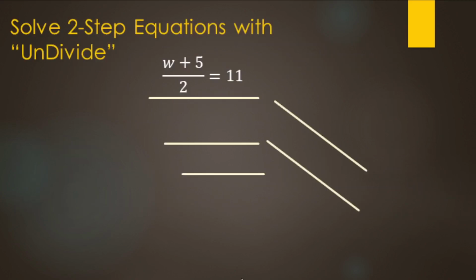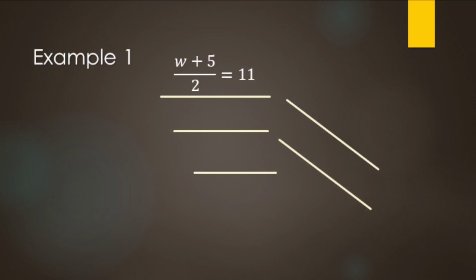Now if we have an example here, w plus 5 all divided by 2 equals 11. A way that we could do this, which isn't the way we're going to be showing here, is we could split it up: w over 2 plus 5 over 2 equals 11. Now we can undo the plus 5 halves with a minus 5 halves and then multiply by 2 to undo this divide by 2. But there is a more direct way of doing it, and that's what this video is about. So here we go.